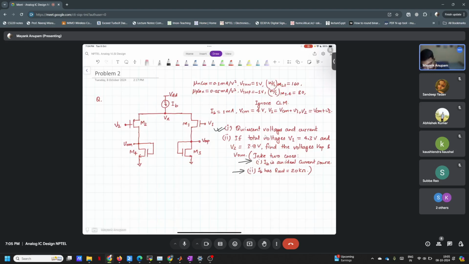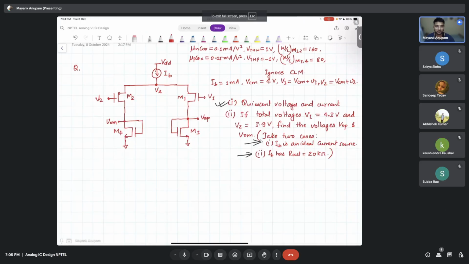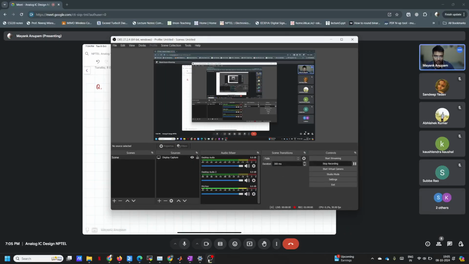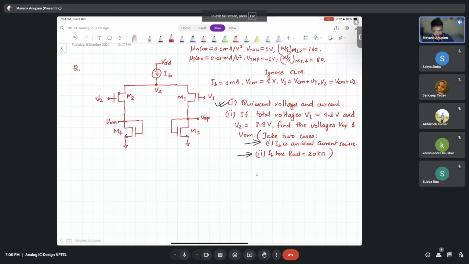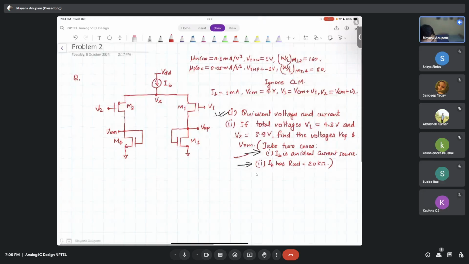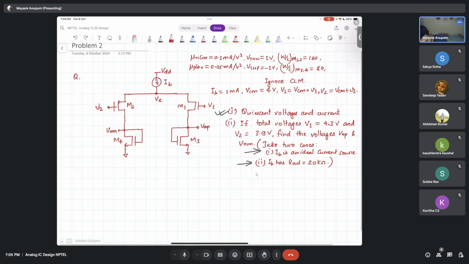As I was saying, the difference here is that in the assignment you were asked to assume that IB is basically an ideal current source, right? That is, there is no output resistance associated with IB. The output resistance is infinite.